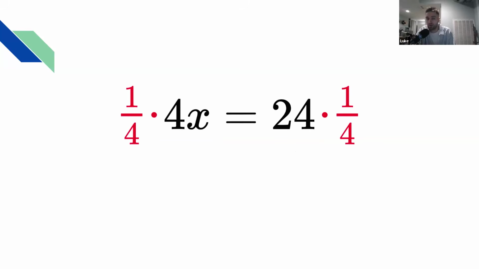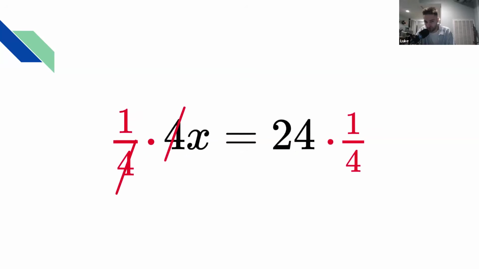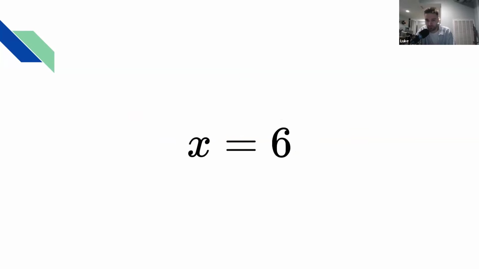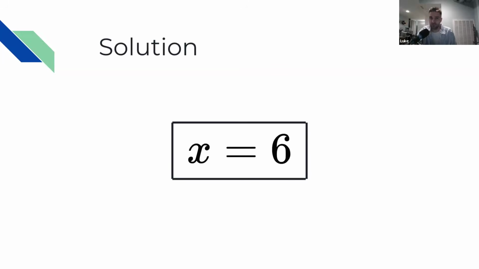When we multiply both sides of the equation by 1/4, the 4's cancel on the left-hand side, and that leaves us with x equals 6. So the solution to this equation is x equals 6.